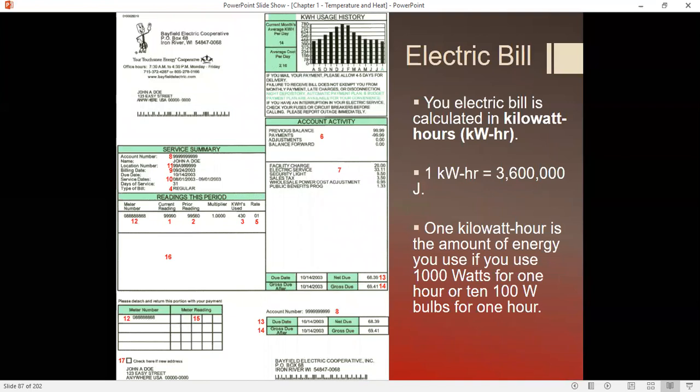Oh, another unit of energy, of heat, is the kilowatt hour. We talked about this in Physics 1. 1 kilowatt hour is 3,600,000 joules. I don't know why I bring this up here, but sometimes we use kilowatt hours when we're talking about how much energy it costs to heat using electricity.